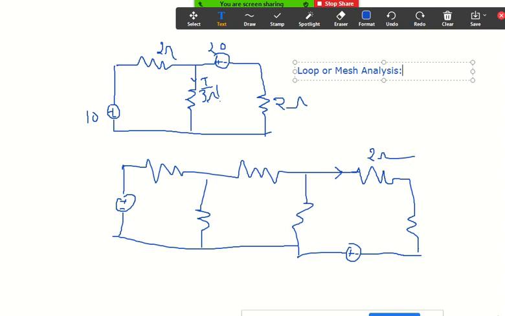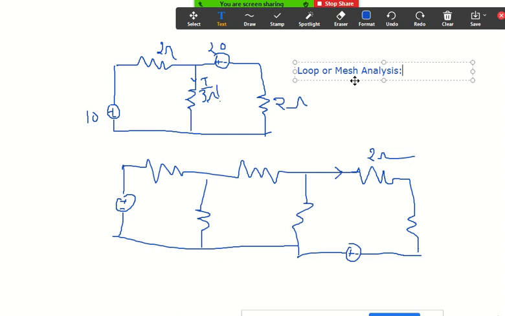Okay, now all of you understood why we are moving to loop or mesh analysis instead of the current division rule. Everyone accepted? Is the current division rule preferable everywhere? No, right? It's not possible, and it's not preferable to use the current division rule everywhere. That's the reason why, instead of the current division rule, we are using one more analysis, that is loop or mesh analysis.